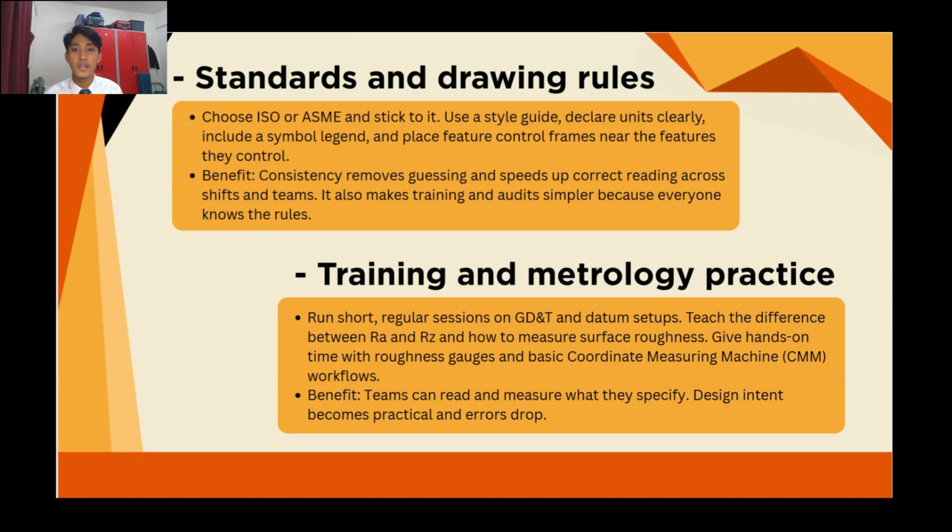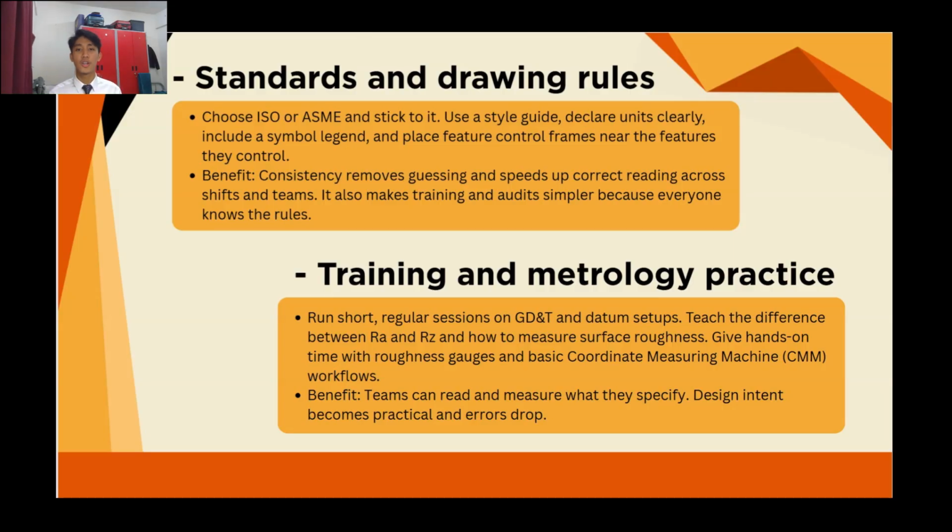Use a style guide, declare units clearly, include a symbol legend, and place feature control frames near the feature they control. The benefit is that consistency removes guessing and speeds up correct reading across shifts and teams. It also makes training and audit simpler because everyone knows the rules.